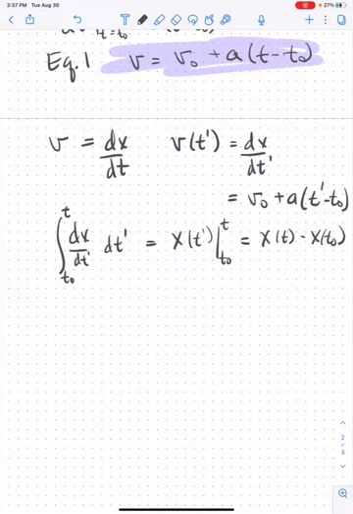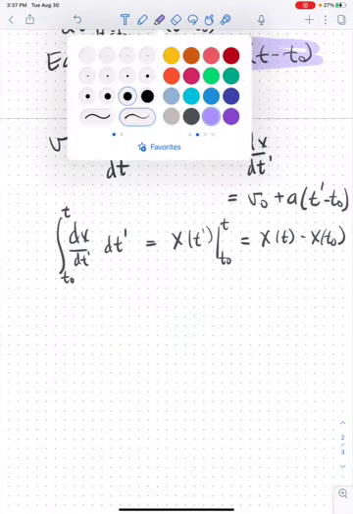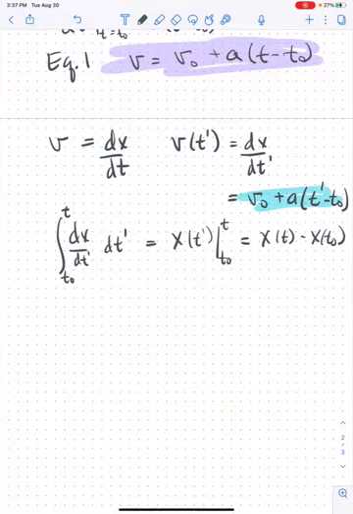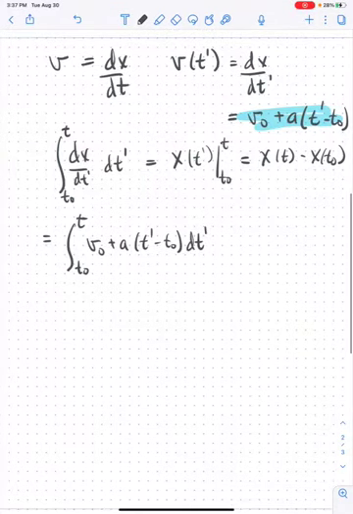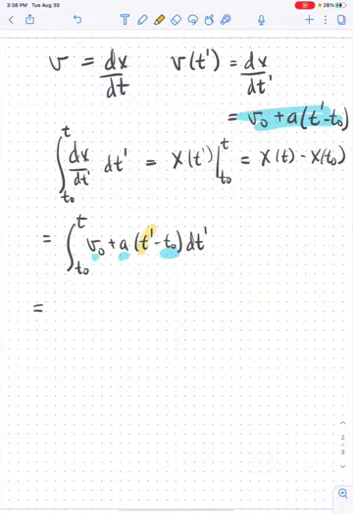And then on the other side of our equation, we're going to plug in this thing here. So we're going to also say that because dx dt is equal to v, then this is also equal to the integral from t naught to t, v naught plus a t prime minus t naught dt prime. Now I'm going to rearrange this a little bit to just put all my constants together and all my t's together. So notice this t naught is a constant, a is a constant, v naught is a constant, t prime is the thing I'm integrating over. So let's just rearrange that a little bit.